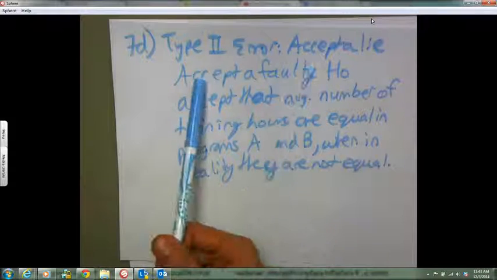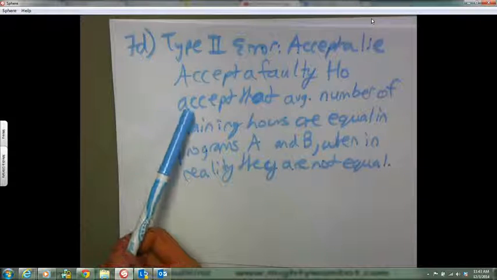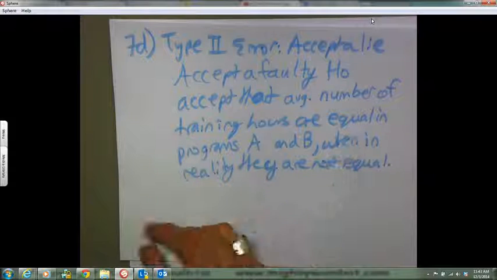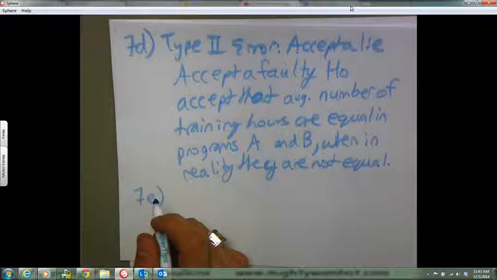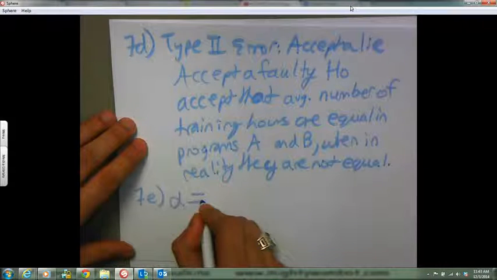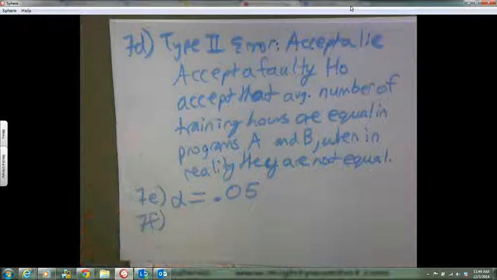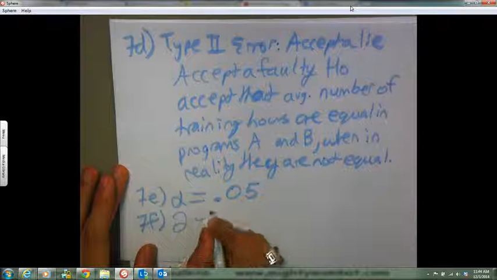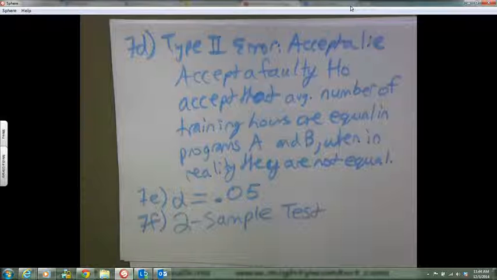So type 2 error is when you accept a lie. In statistical terms, accept a faulty null hypothesis. In our case, accept that the average number of training hours is equal in programs A and B, when in reality they are not. Finally, 7E asks us to identify the significance level. Significance level is not given, so we assume alpha to be 0.05. And 7F, is this a one sample or two sample test? It has to be a two sample test because we have program A and we have program B. Alright, this video should help you take care of the homework that is due tomorrow.